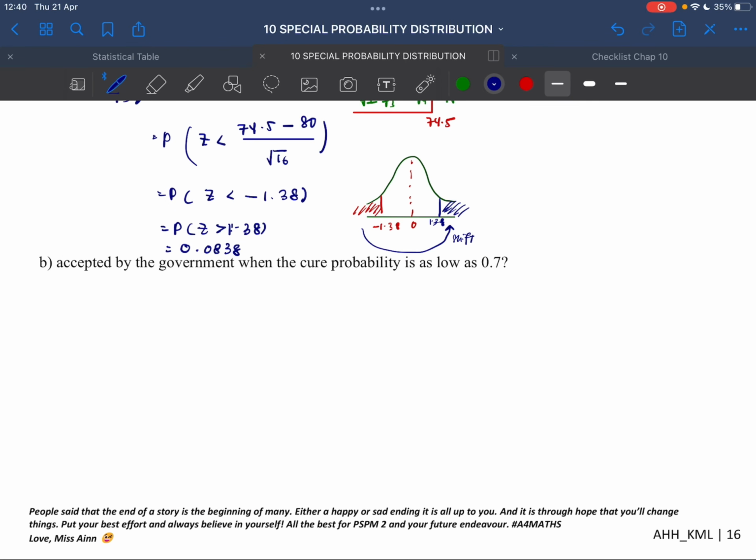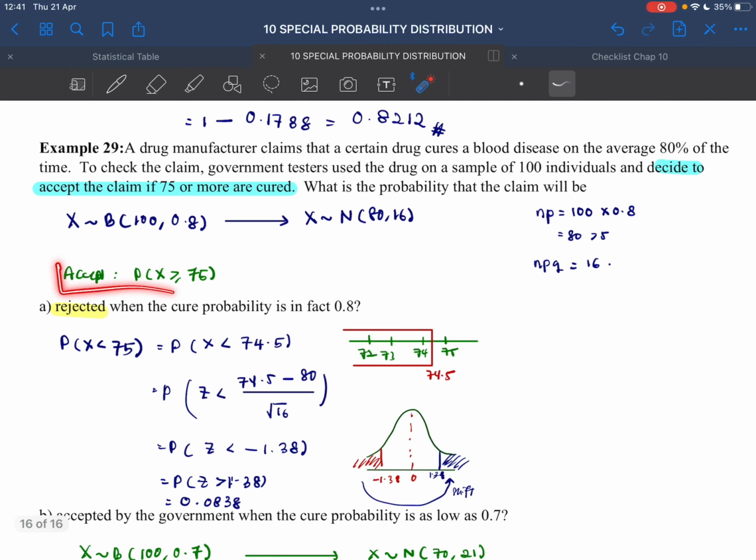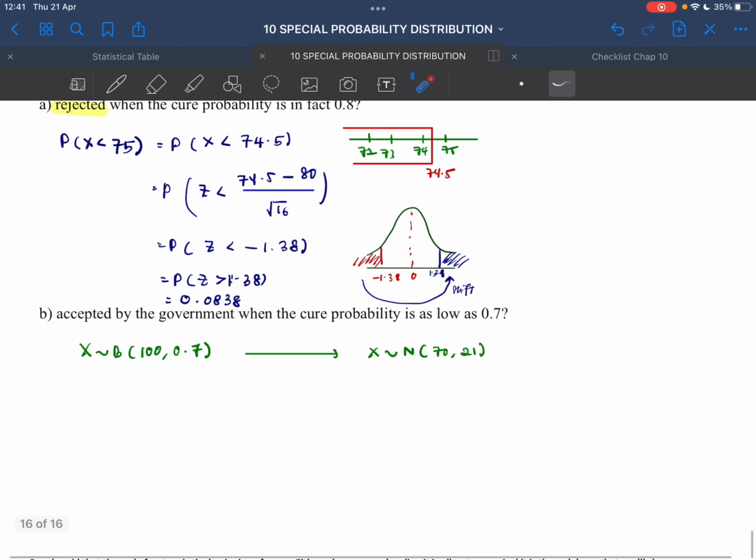Now, the last question. Accepted by the government when the cure probability is as low as 0.7. So we have now a new distribution with 100 people, 100 individual, and the probability is 0.7. Okay, so we change this, we should get X normal. So NP is 70, NPQ is 21. Accepted. Okay, you know that the government accept the claim if X greater than equals to 75. So now we have to find P(X) greater than equals to 75. Okay, don't forget you have to do the CC.